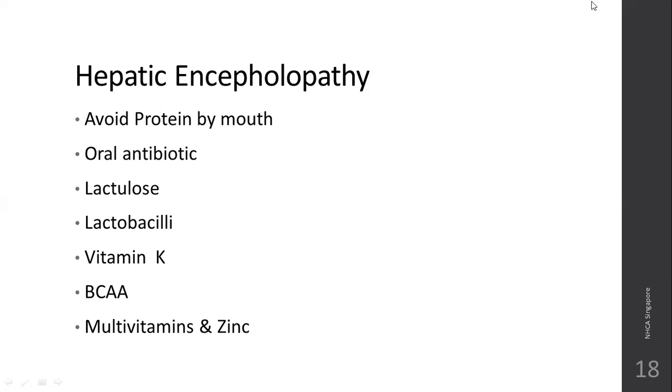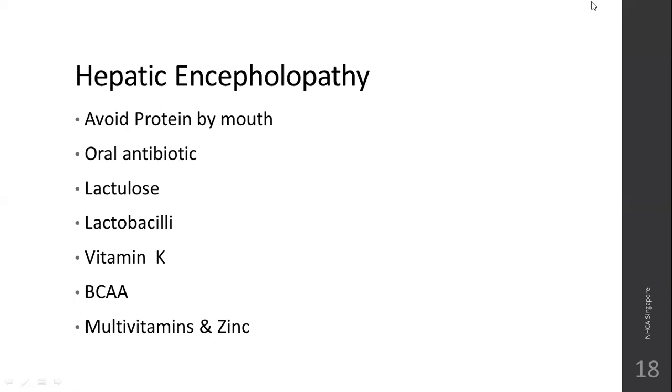Next, oral antibiotics are given so that the gut can be sterilized and unwanted bacteria can be killed. Rifaximin is one of the antibiotics used. Ampicillin can also be used. Neomycin is not used recently. Rifaximin is used to sterilize the gut, to kill the unwanted bacteria or all the bacteria. Then after killing all the bacteria, lactulose and lactobacilli can be given. You are introducing good bacteria back into the system.